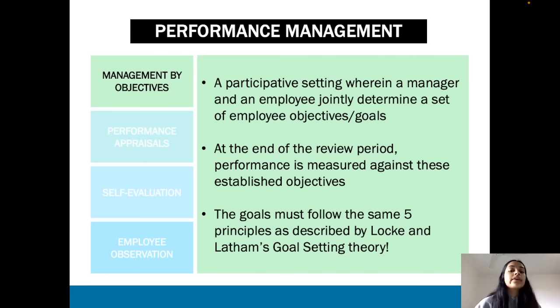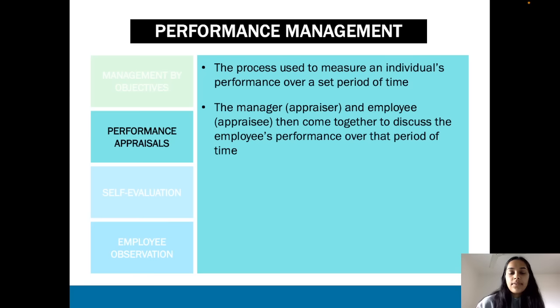At the end of the review period, the employee will come back to the manager. They'll reassess those objectives, see how well the employee has progressed to see their performance in that area. And then those goals should follow the same five principles as described by the Locke and Latham goal setting theory. So ensuring that it's challenging and there's some feedback, all of those different parts, there's task complexity, all of that.